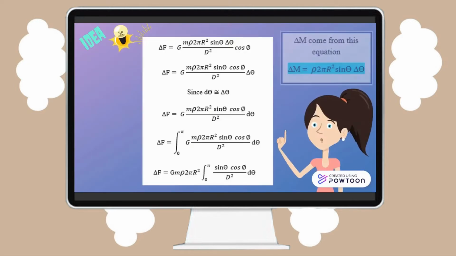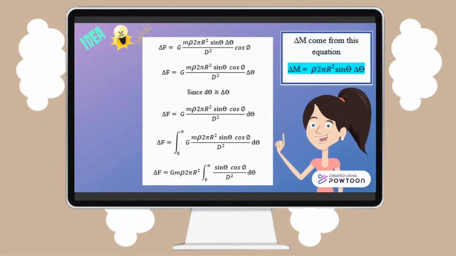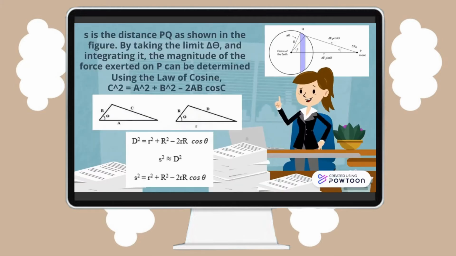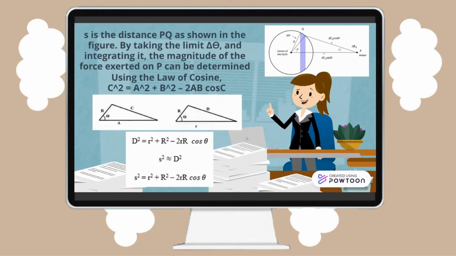From the equation delta F equal to G m delta m over d squared cos phi, we will have to substitute the value of delta m, that is ρ 2 pi r squared sin theta delta theta, and in the end, we will get delta F equal to G m ρ 2 pi r squared integration from pi to 0 sin theta cos phi over d squared d theta. S is the distance PQ as shown in the figure. By taking the limit delta theta and integrating it, the magnitude of the force exerted on P can be determined.